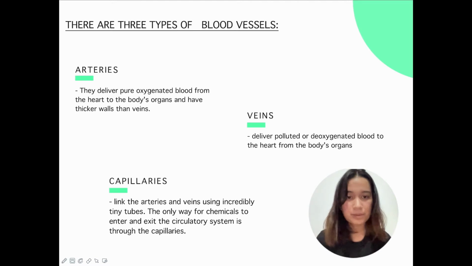The second is the capillaries. Capillaries are the blood vessels that connect the arteries to the veins. The arteries transport oxygen-rich blood to the capillaries, where the exchange of oxygen and carbon dioxide takes place. The waste-rich blood is then delivered by the capillaries to the veins for transport back to the lungs and heart.